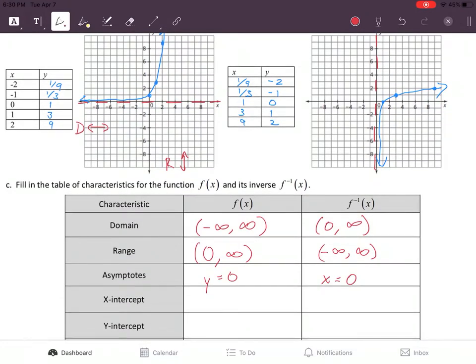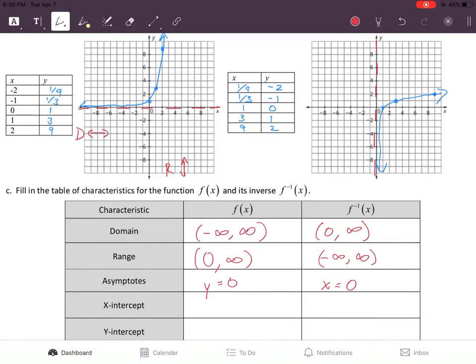X-intercepts. So where does the graph cross the x-axis? Well, because the asymptote is on the x-axis, this never crosses the x-axis. As for the inverse function, it crosses the x-axis at (1, 0).